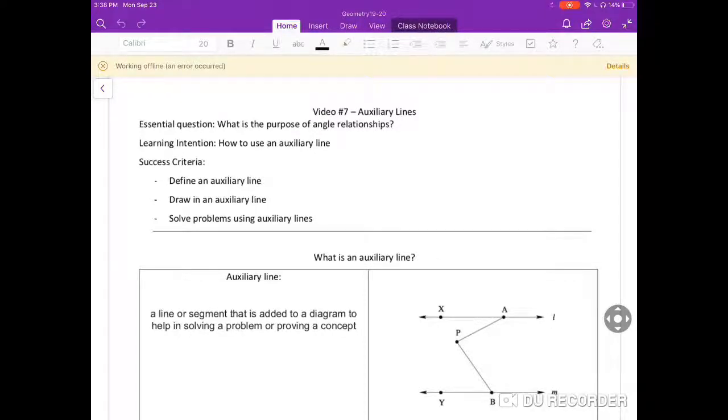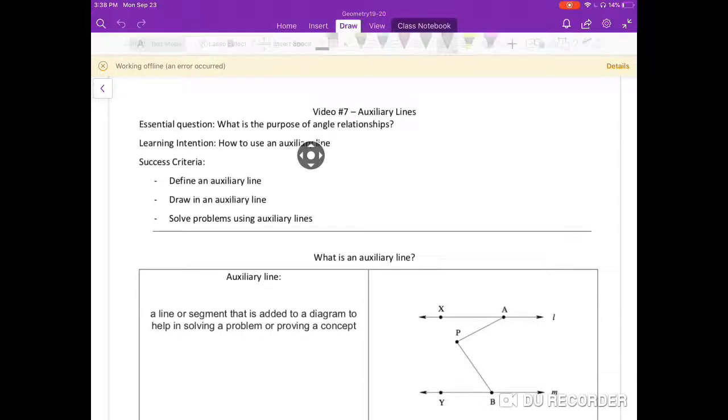Alright everybody, last video of the unit here, video number 7, we have auxiliary lines. So our goal here is to be able to use an auxiliary line. So the three things we've got to do by the end of the video is you'll be able to define an auxiliary line, draw in an auxiliary line, and then use that auxiliary line to solve some problems.